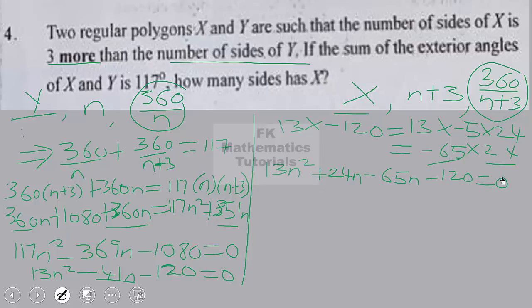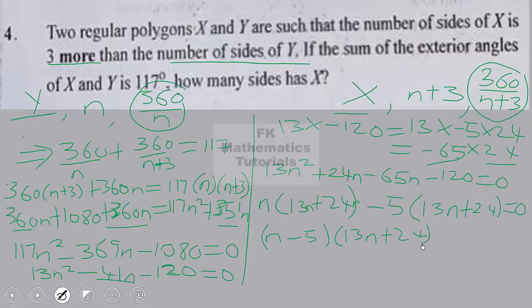So we factor n here. We have n into bracket 13n plus 24, and minus 5 here. Then we have 13n plus 24. So we have n minus 5 into bracket 13n plus 24 is equal to 0. So we have n minus 5 equals 0, or 13n plus 24 equals 0.